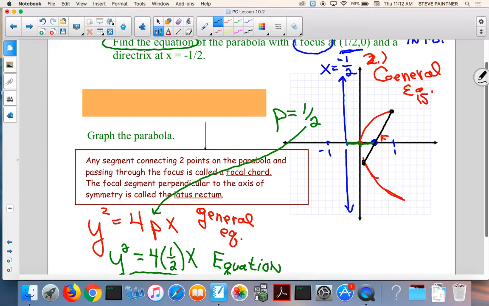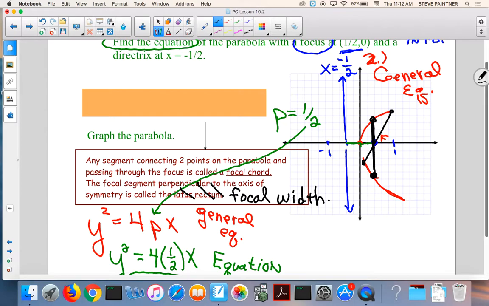But keep reading. The focal segment perpendicular to the axis of symmetry is called the latus rectum, okay? I will cross that out, and I will now say it's called the focal width, okay? Now, how do I get the focal width? And by the way, the focal width is right here. It goes right through the focus, hits this point, through the focus, hits this point, right there. So really, if I can get this point, and I can get this point, I can sketch that parabola pretty quick, okay? How do we do it?